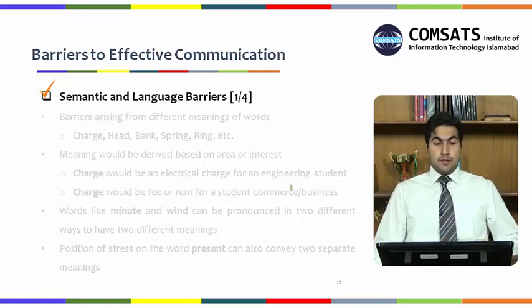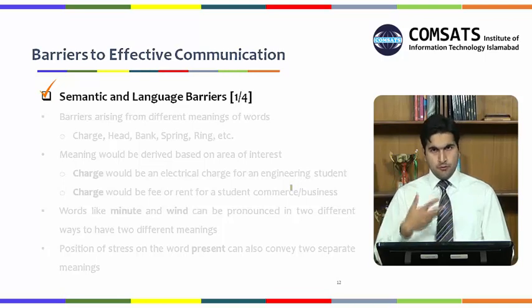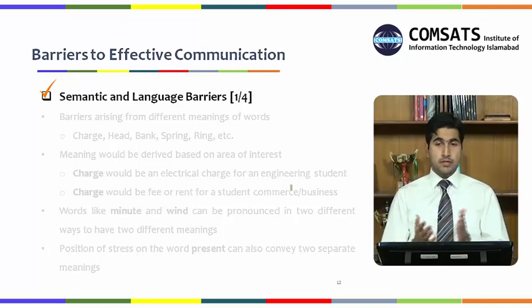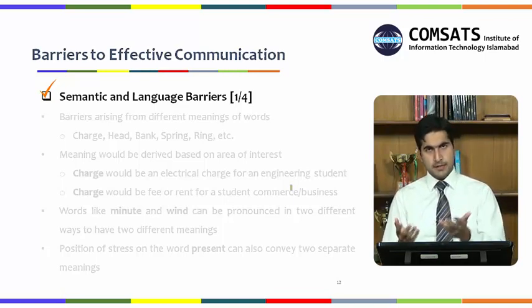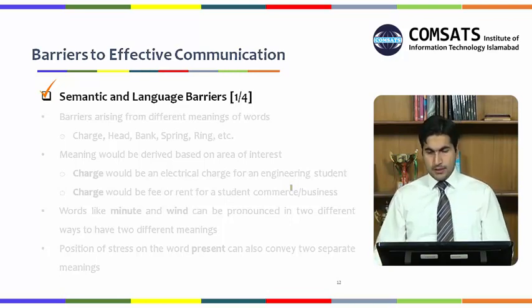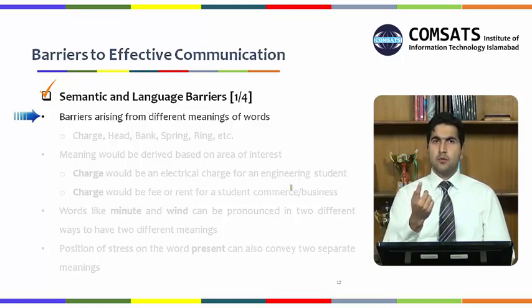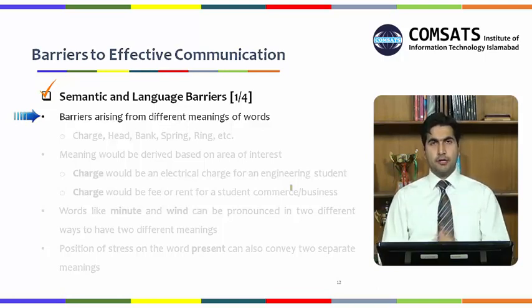Semantic and the language barriers. Now this one, for few of you, or for many of you, I would say, there will be examples that you'll be able to understand. But for few of you and many of you, it would be interesting as well. So if I go through it, these are barriers arising from the different meanings that even a single word can have, as you're going to see.